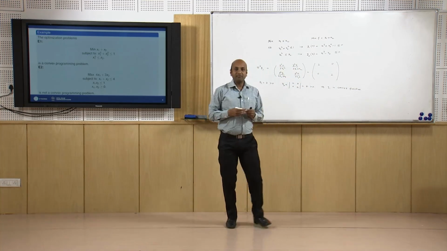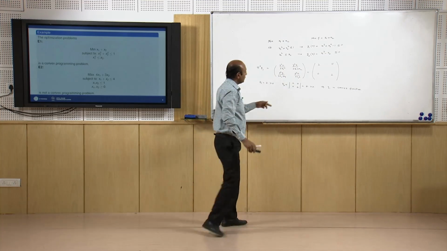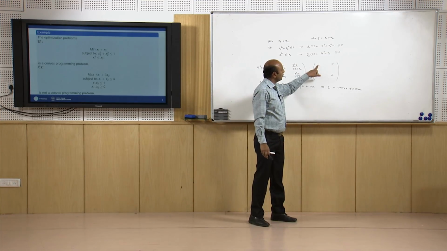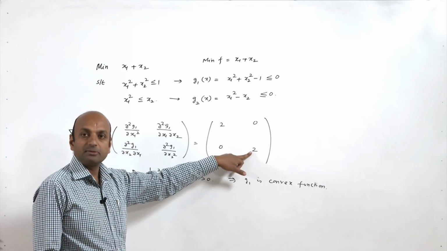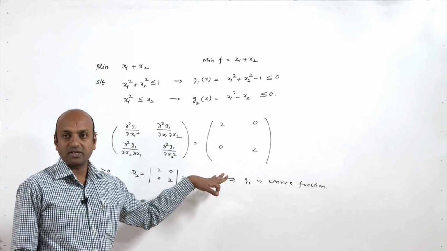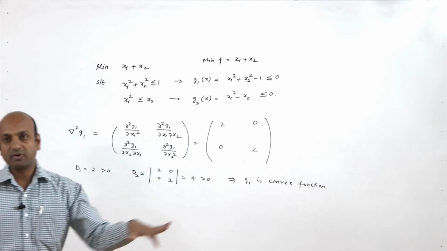Or you can use the eigenvalue test. The eigenvalues of this matrix are nothing but 2 and 2. Both eigenvalues are strictly greater than 0. So, this means the function is strictly convex and hence convex.